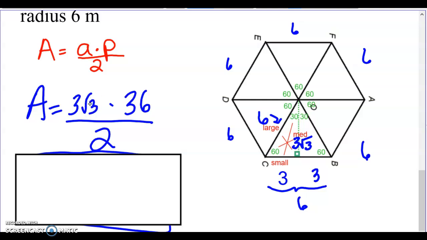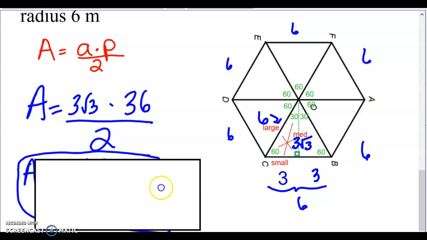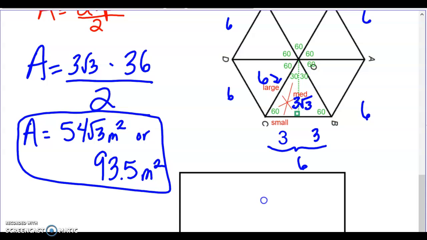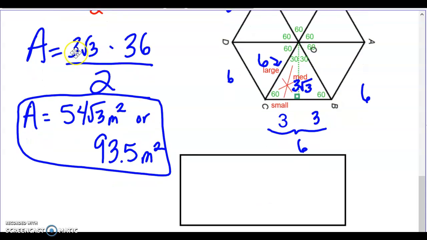We figured out the perimeter already. Okay, and then typing that in on our calculator. All I did was type in the 3, forgot about the square root 3 for a minute. So 3 times 36 divided by 2 gave me 54, and then I reattached the square root 3. So that's one answer. Or you can type all of it in: 3 times square root 3 times 36 equals, then divide by 2, and we get a decimal. Okay? All right, our last example here.